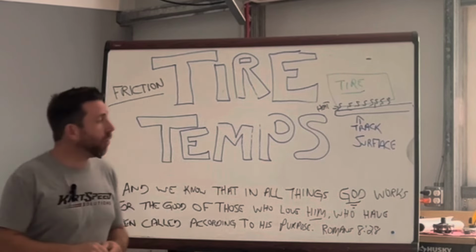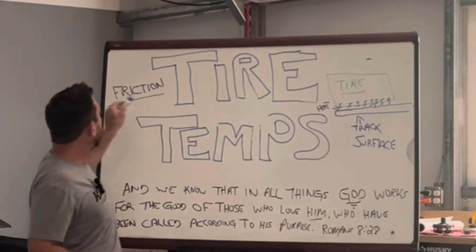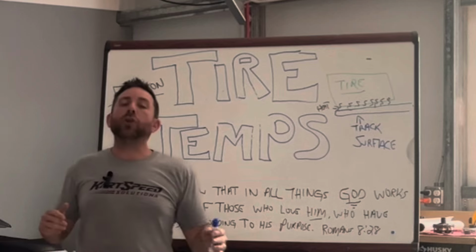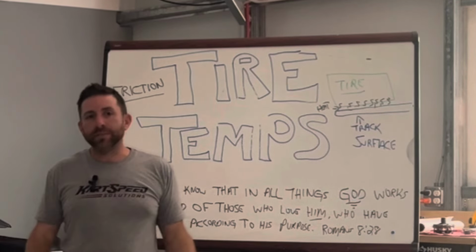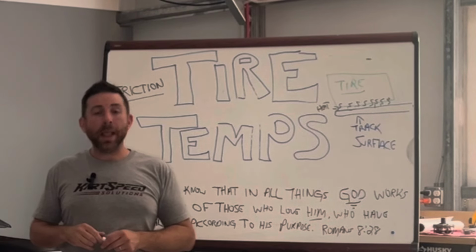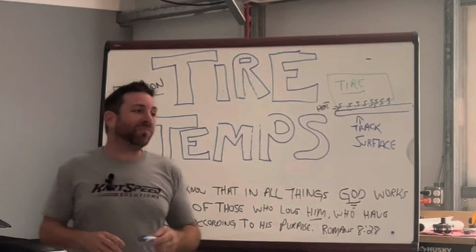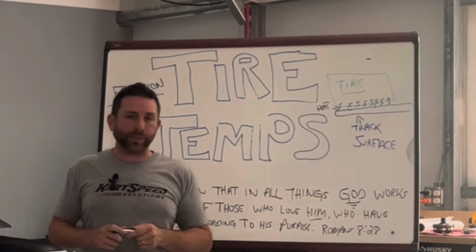Like, for instance, on a track that has a lot of grip to it, where the tire and the track surface are producing a lot of friction, you might see a 15, a 10, a 5-degree difference between tire temps. Okay? And the tire temps might be 20, 30, 40, 100 degrees hotter than ambient temp.